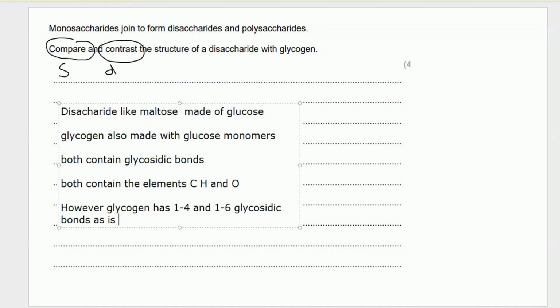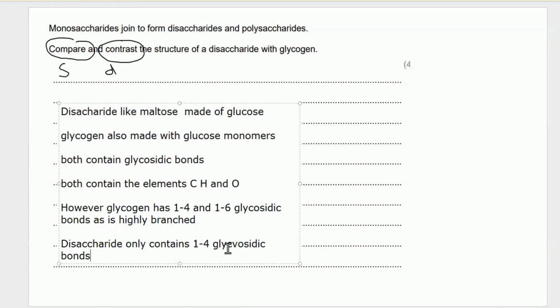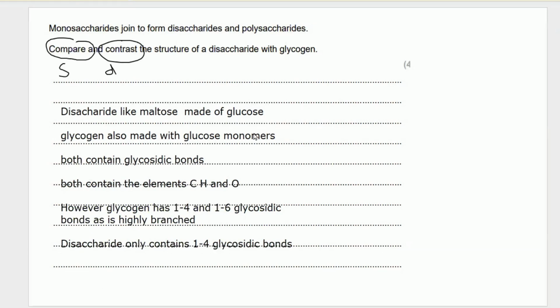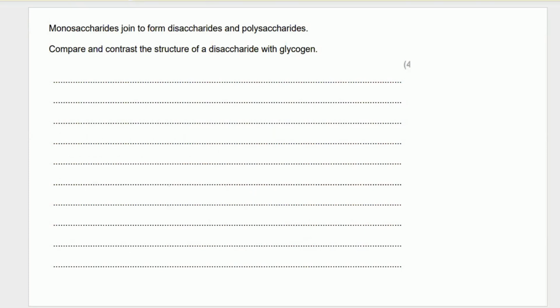However, here's our first contrast. Glycogen has 1 to 4 and 1 to 6 glycosidic bonds as it's highly branched, whereas disaccharides, of course, are only made of 2 sugars with 1 bond in between, so they are not branched. So disaccharides only contain 1 glycosidic bond that is not branched. Now that glycosidic bond can be a 1 to 4 glycosidic bond, but as we saw with trehalose, which is a disaccharide, it could be a 1 to 1 glycosidic bond, but certainly it's not going to have 2 different types of bonds. And there we go. Picking up the marks.